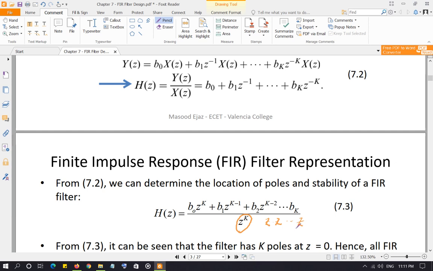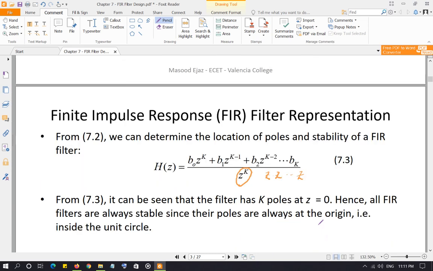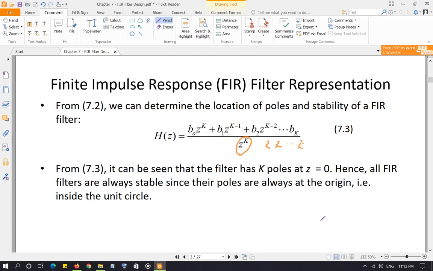So that's one way to identify the FIR filter, that all poles will be at Z equal to 0, inside the unit circle. And since all poles are inside the unit circle, that means an FIR filter will always be stable. On the other hand, an IIR filter can be stable or unstable. Of course, we want the filter to be stable, but if you don't design it carefully, then you can make it unstable by putting some of the poles outside the unit circle. But in this case, an FIR filter will always be a stable filter.